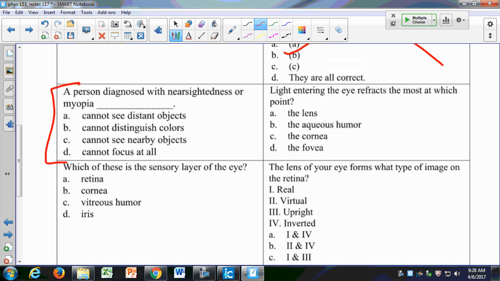Let's do this one. Light entering the eye refracts the most where?